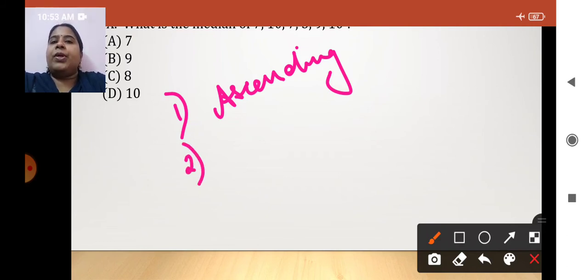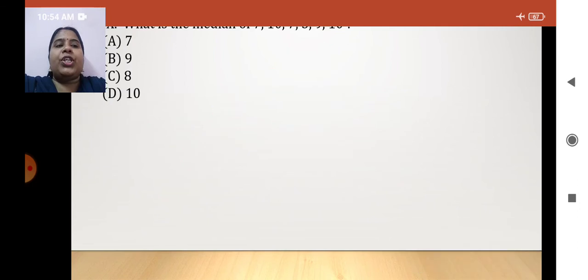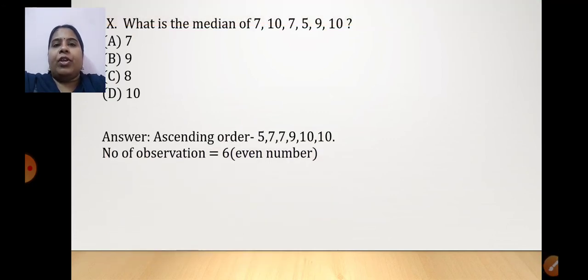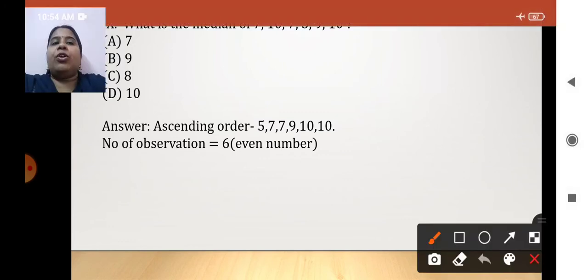The second step is to count the number of observations, depending on whether it is an even number or an odd number, and then I will get the value of median. So these are the two important steps that you need to follow initially when you are calculating the median. The options are 7, 9, 8 and 10. So the first step, as I have told you, you will write the numbers in ascending order. Now the numbers are written here in ascending order. Just have a look: 5, 7, 7, 9, 10 and 10. The first step is over.